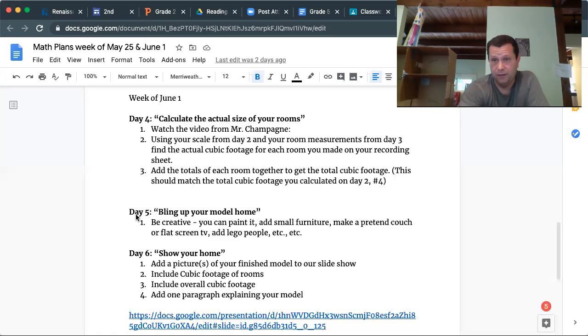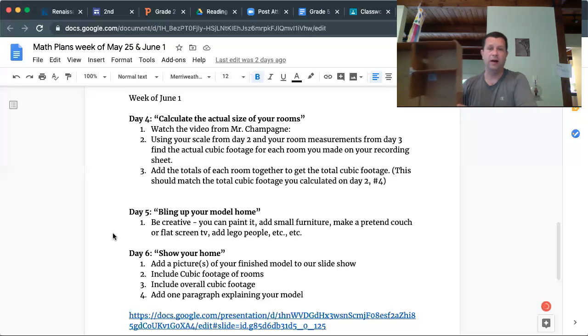Day 5 is to bling up your model home. Have fun. I haven't done it yet; I will do that shortly. I have some Lego people, I'm going to put some couches, I like laying on couches, maybe add a flat screen TV. If you want to get crazy, you can paint your different rooms. Have fun with it. Do whatever you want, because we're kind of done with the calculations.